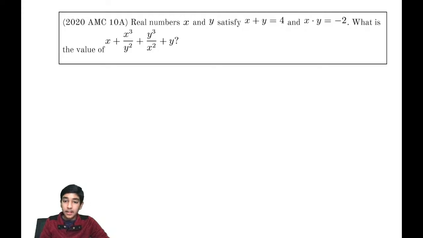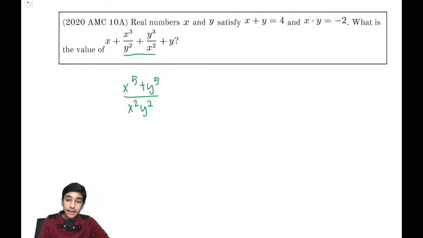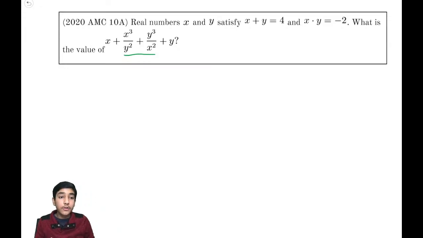One person said in the chat that you can combine these terms to get x to the fifth plus y to the fifth over x squared y squared. That does definitely work, and it leads to a valid solution, except there's an easier way to solve this problem. Like in the hint I said, combine similar expressions, create similar expressions, and then factorize them together. That was the hint I gave earlier.